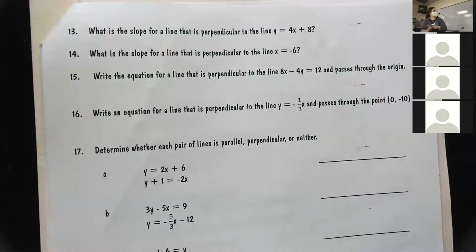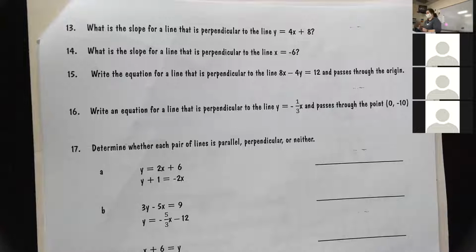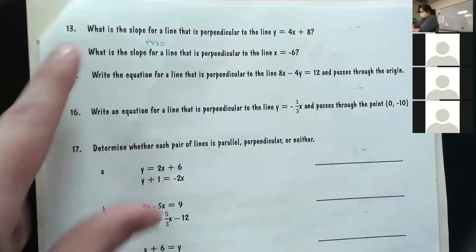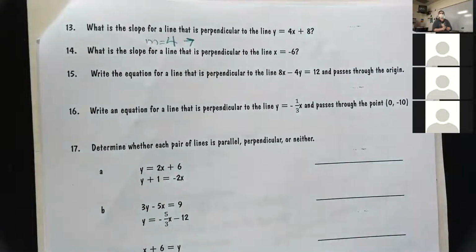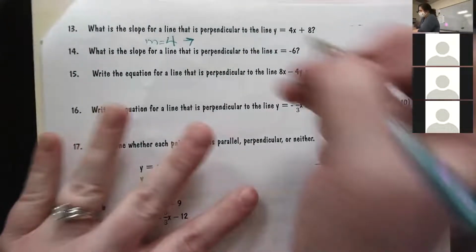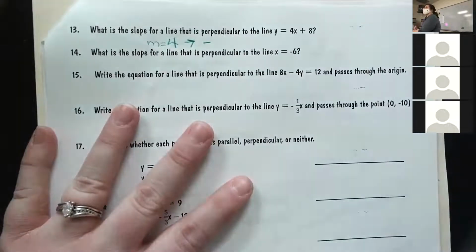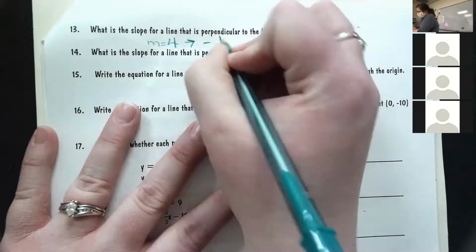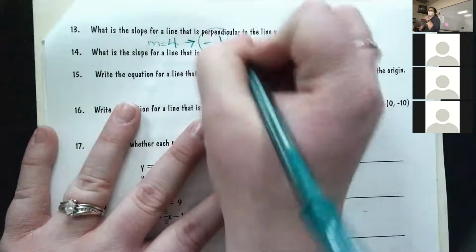13, it says, what is the slope of a line that is perpendicular to this line? Well, if they're perpendicular, what happened with the slopes? We just talked about it. Opposite reciprocal. Well, what's the slope here? 4, okay. So I need to do the opposite reciprocal of 4. Negative what? Flip it. How do I flip 4? 4 is 4 over what? It would be 1/4 because 4 is 4 over 1. So if I flip that, that is negative 1/4.